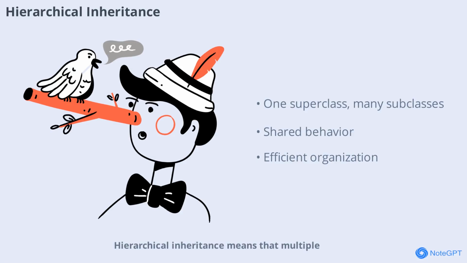Hierarchical inheritance means that multiple subclasses inherit from a single superclass. For example, both dog and cat can inherit from the animal class. This allows you to define shared behavior in the superclass and then specialize it in each subclass. Hierarchical inheritance is common in OOP and helps organize code efficiently, especially when dealing with groups of related objects.